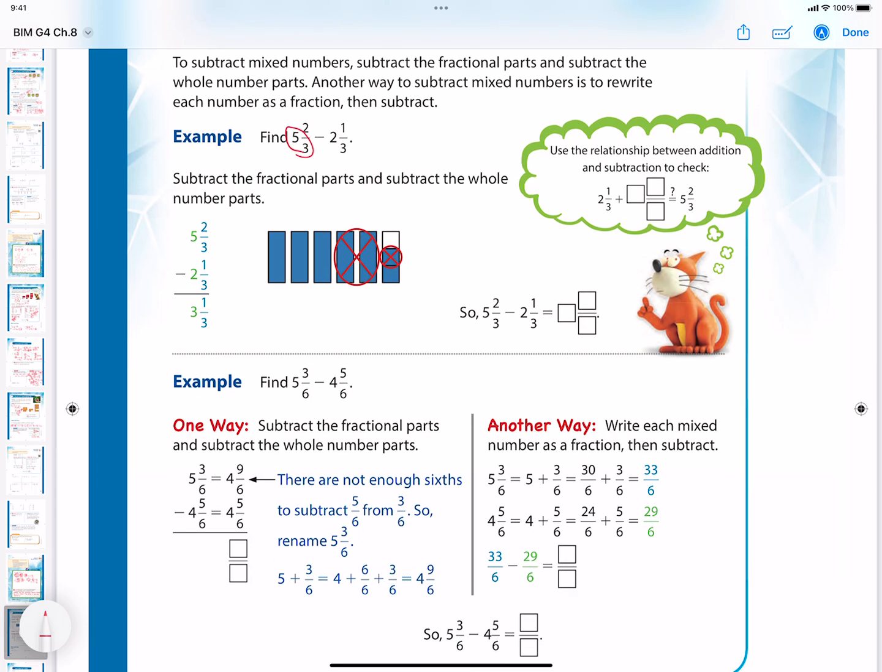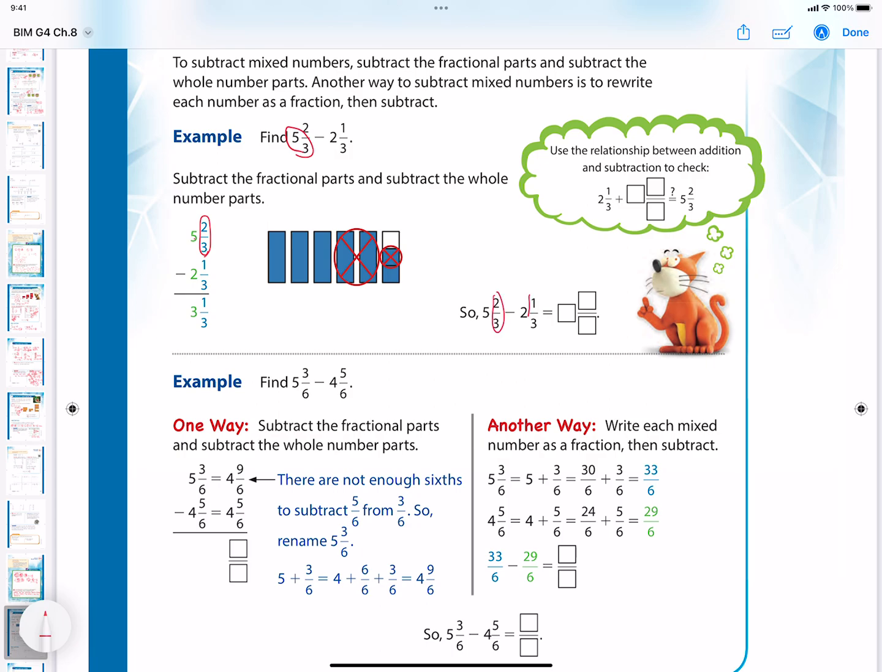Okay, example. Subtract the fractional parts and subtract the whole number parts. Fractional parts first. So 2 over 3 and 1 over 3. Yes, thankfully it has enough. This minuend has enough fractional part to take away 1 over 3. So 2 over 3 take away 1 over 3 is what? 1 over 3. And then you need to go to the whole number parts. 5 take away 2 is what? 3.